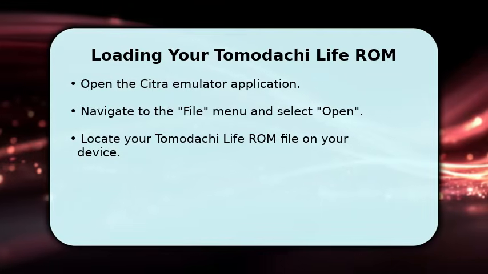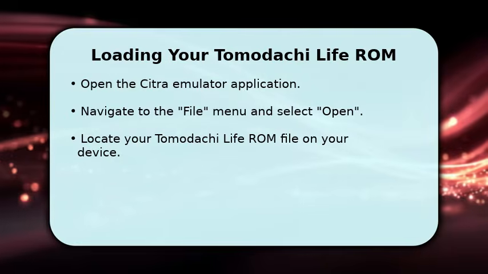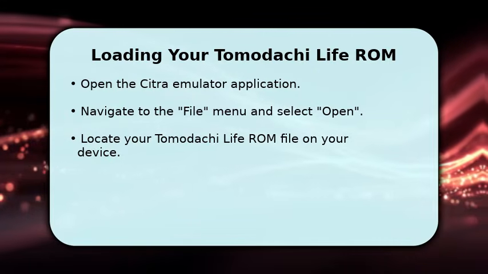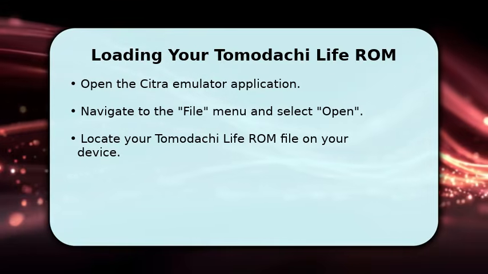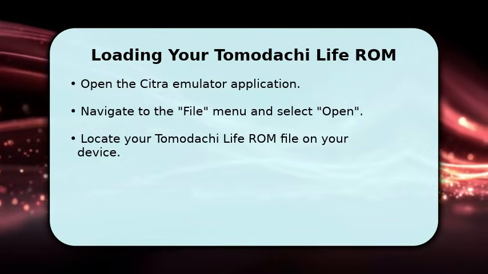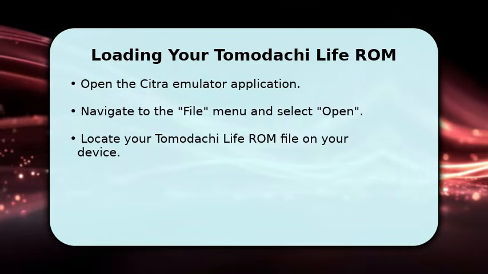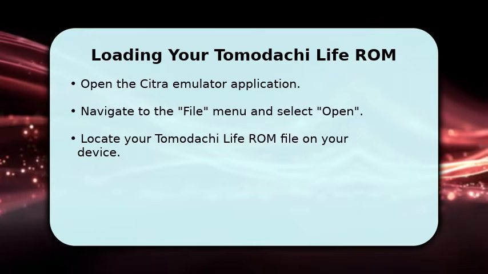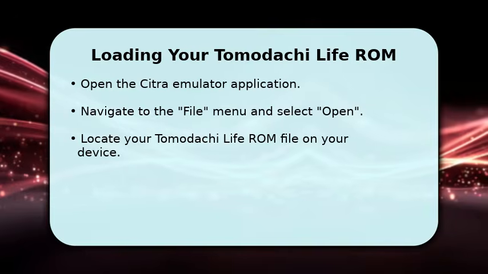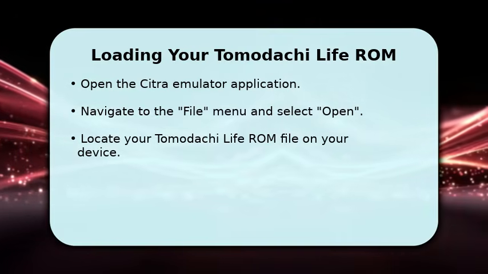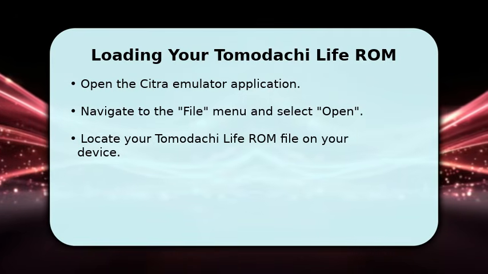Once Citra is installed, loading your Tomodachi Life game is straightforward. Simply open the Citra application, then go to the File menu at the top. From there, select Open and browse to the location where you saved your Tomodachi Life ROM file. Double-clicking the ROM will load the game directly into the emulator. You should see the game's title screen appear, ready for you to start playing.